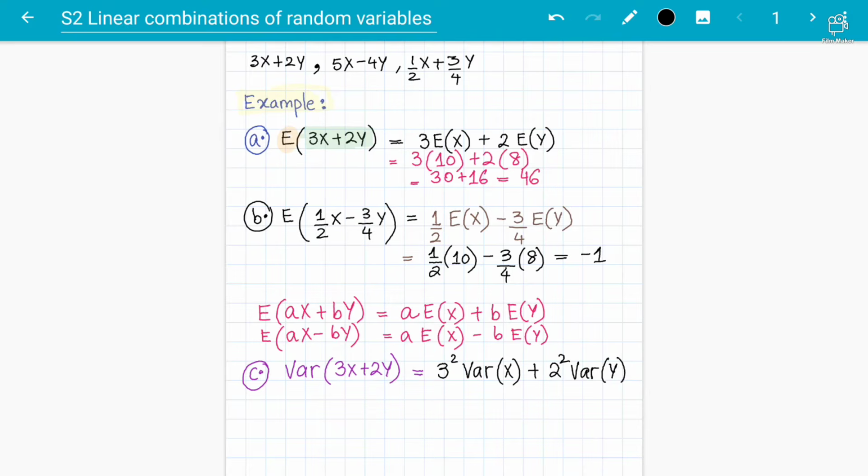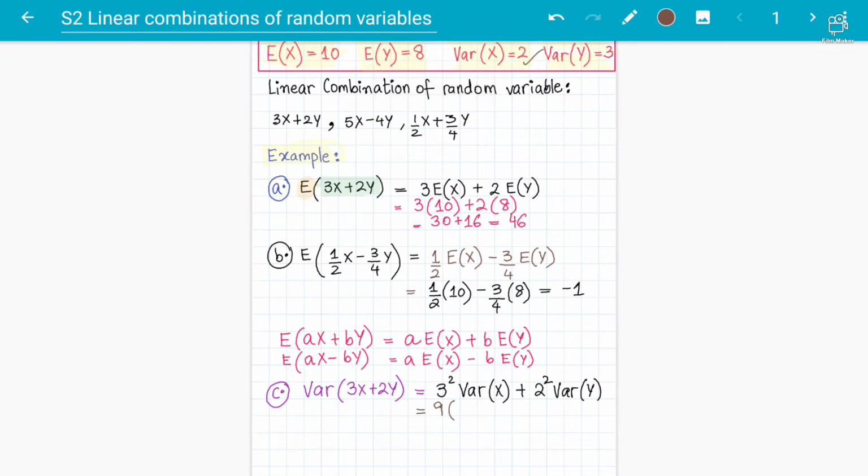So that's why the important understanding was that it will be 9 times the variance of x, that was given in the question as 2, and 3. Okay, so it will be 9 times 2 plus 4, 2 squared is 4, 4 times 3. So here we go, it will be 18 plus 12, that will be 30. Okay, the variance is going to come out as 30 for part C.